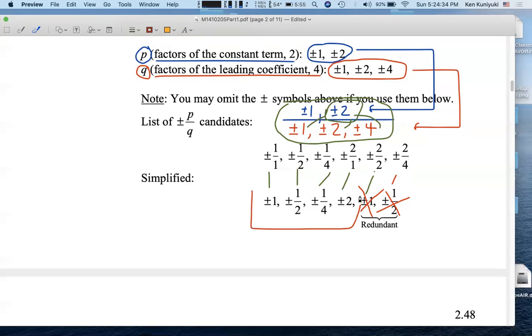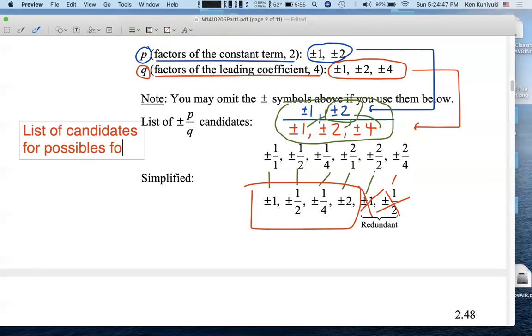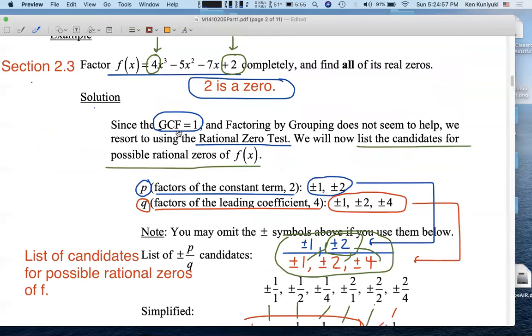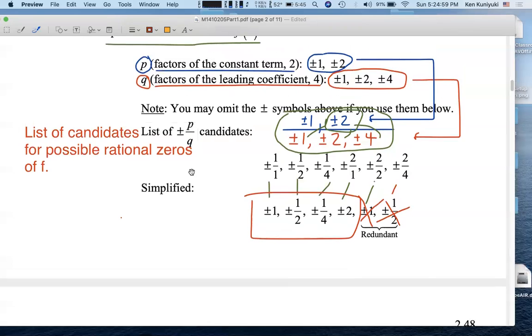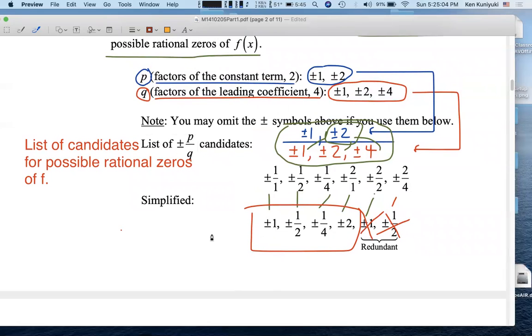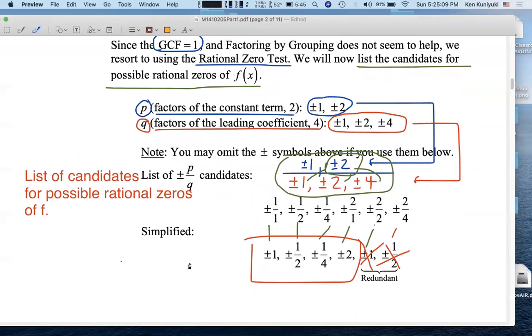So this is our list of candidates for possible rational zeros or roots of f. So if f here has a rational zero, it must be in this list. In particular, there's no way that 3 or 4 or negative 7/3 or something like that could be a rational zero, because those numbers are not in this list.